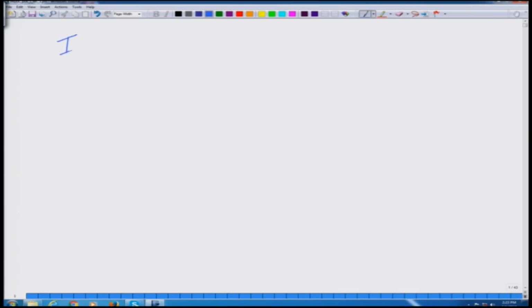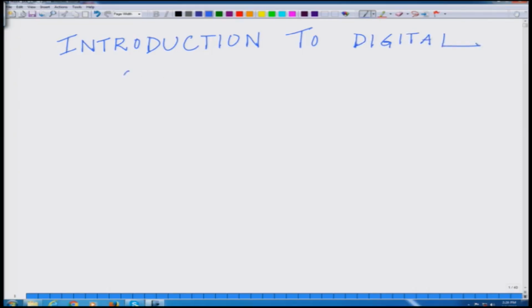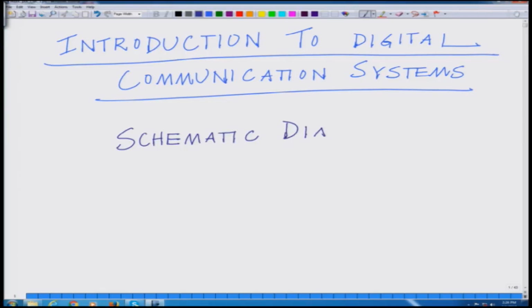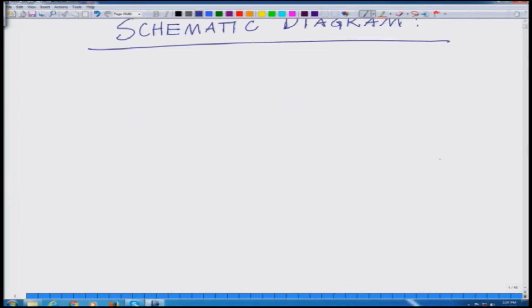So, this module will focus on an introduction to digital communication systems. If you look at a typical digital communication system, let us look at a schematic diagram of a digital communication system. A schematic diagram of a digital communication system will be as follows.